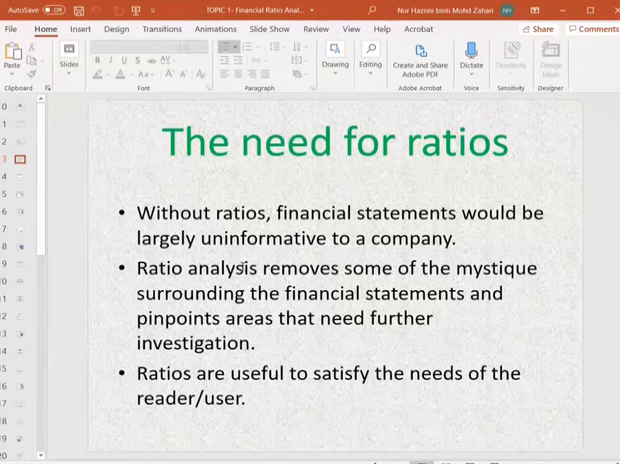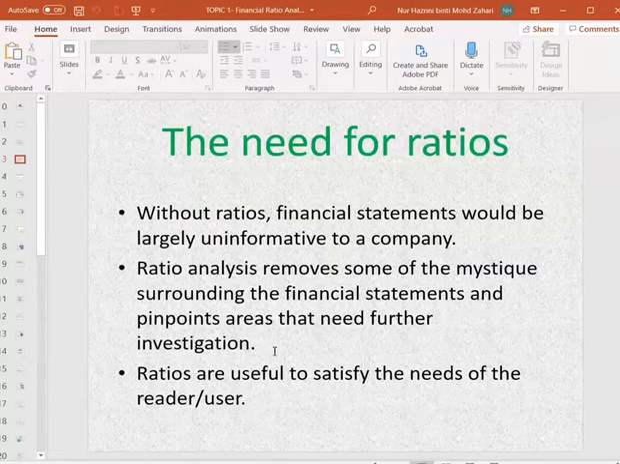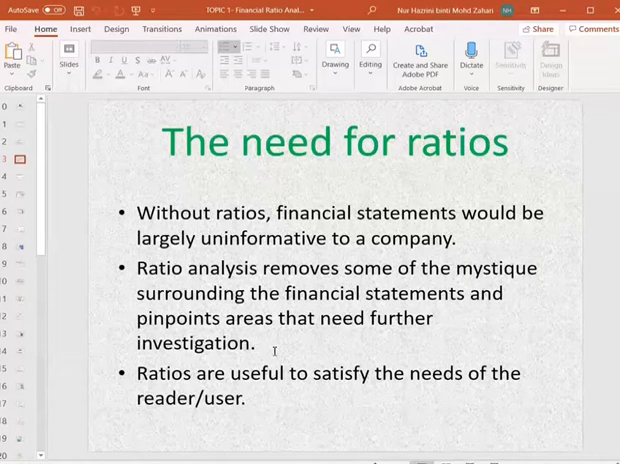Okay, so ratio analysis removes some of the mistakes surrounding the financial statements and pinpoints the areas that need further investigation. All right, so from ratio analysis, we will know which company is doing better in which area. So it will be useful to satisfy the needs of the users.